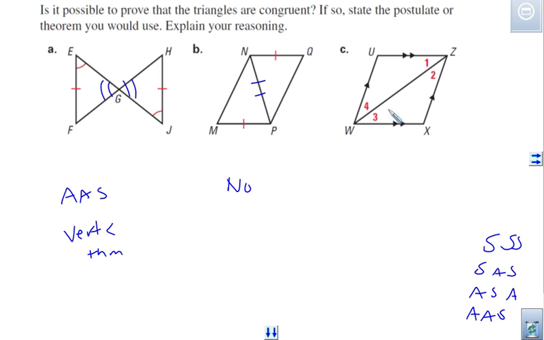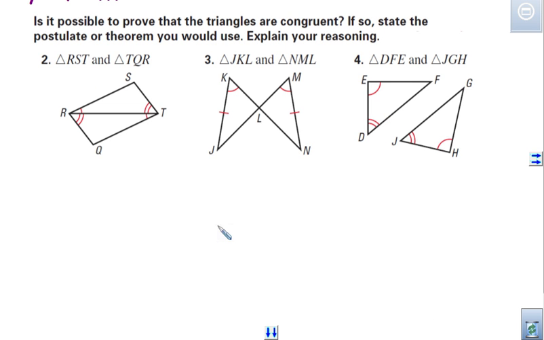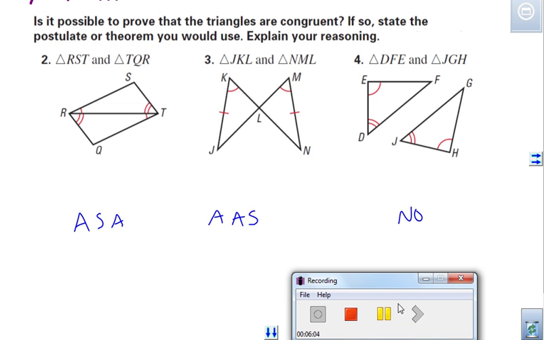So in part C, we have parallel lines, so we need to be careful. I see angle 1 and angle 3 are going to be congruent because of alternate interior angles. And then by that same reasoning, angle 4 and angle 2 are going to be congruent. So we use alternate interior angles twice. And then we can use reflexive to get that other missing side. So then we have angle, side, angle. Try these three. Here are the answers.